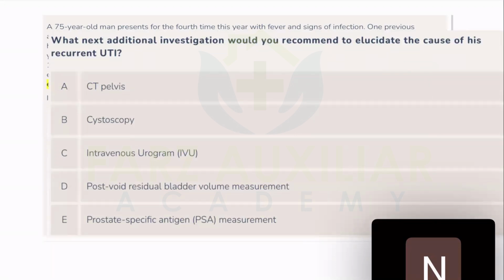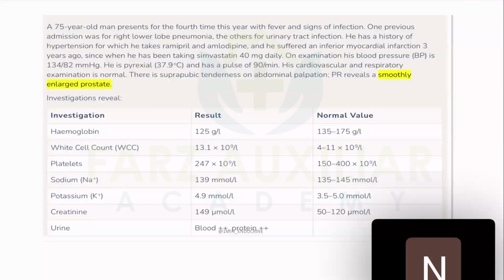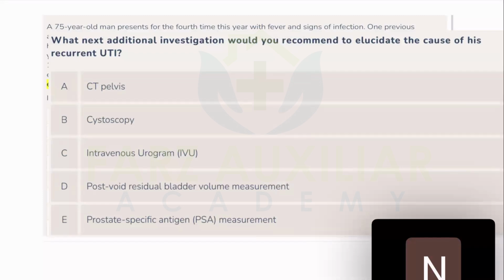Okay. Cystoscopy is done, intravenous urogram is done, CT pelvis. CT pelvis obviously can be done, and a PSA measurement and a post-void residual bladder volume measurement. So look at the question. The question is, we want to do the additional investigation to elucidate the cause of the recurrent UTI. They have already told that the prostate is enlarged. So the PSA will obviously be raised. The option E, the prostate-specific antigen. So what extra value will you get from the PSA measurement? Nothing.